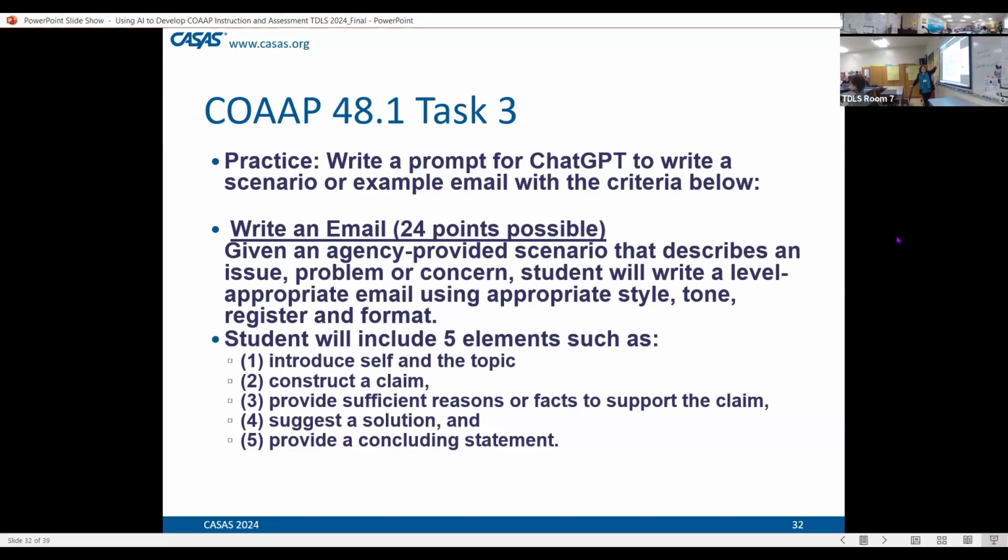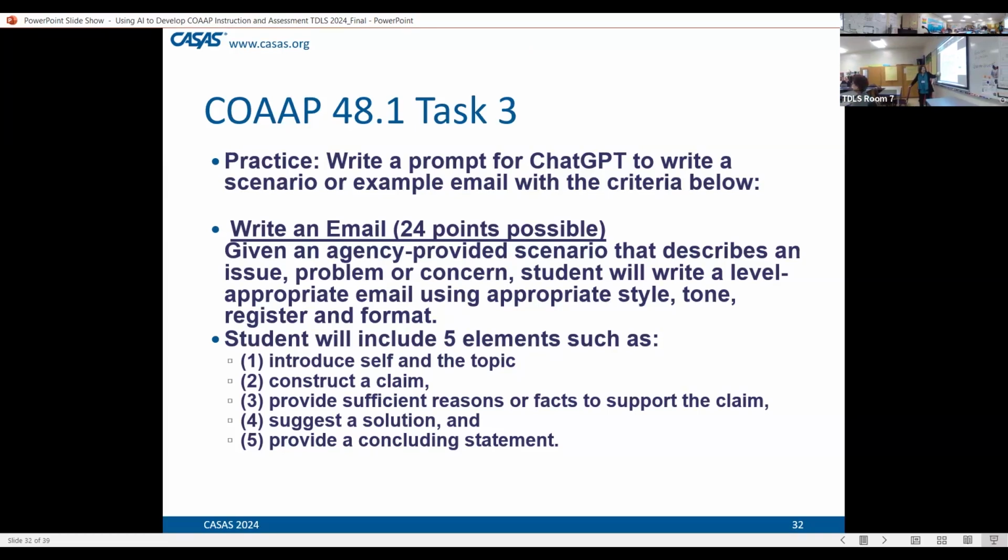Write a prompt for ChatGPT to write a scenario or example email with the criteria below. So here's the criteria. Write an email, given an agency-provided scenario. That's what we want, or the email itself that describes an issue, problem, or concern. Student will write a level-appropriate email using appropriate style, tone, register, and format. So you can either ask it to write the scenario from which the student would write the email, or you can ask it to write the email itself, which would be a sample. Okay, so you've got either one of the possibilities.